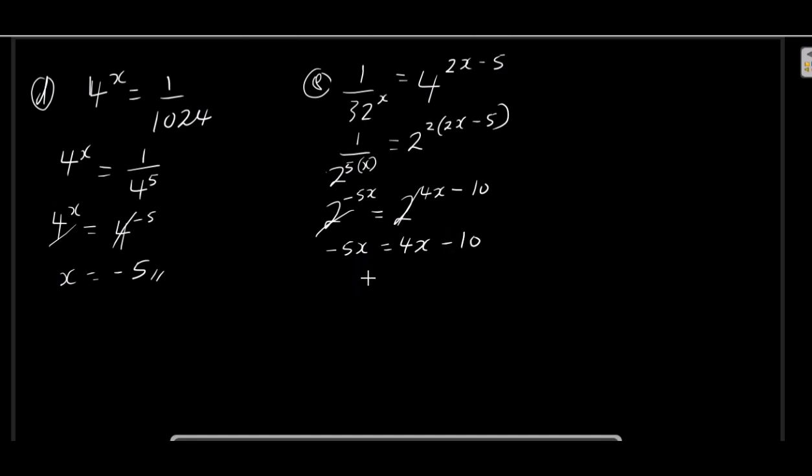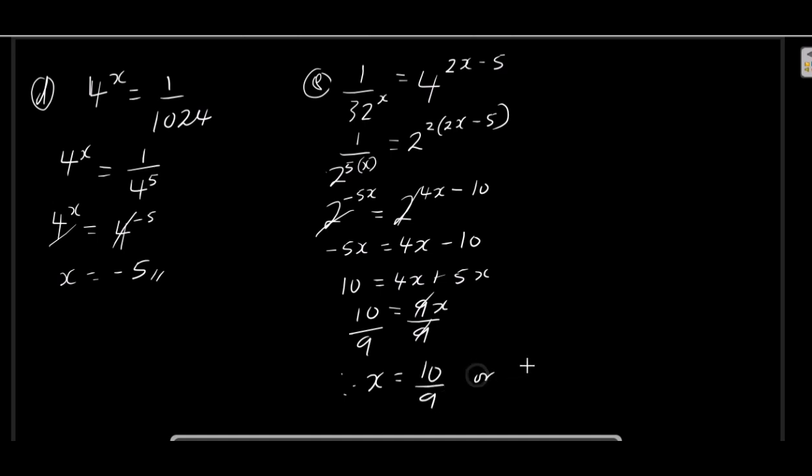Let's collect the like terms. Collecting the like terms, we're going to be having 10 to be equals to 4x plus 5x. So 10 will be equals to 9x. Divide both sides by 9. Therefore, my x will be equals to 10 over 9. Or you'll say 1 whole number 1 over 9 as your final answer.